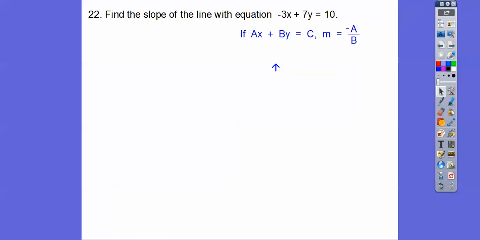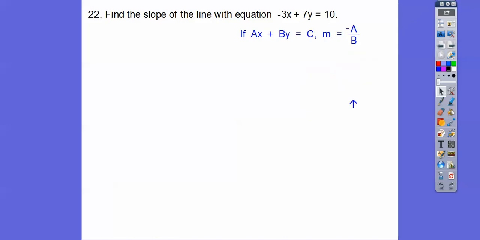So the slope is the opposite of this one over this one. So our slope is always the opposite of the number in front of x. So the number in front of x is -3. So the opposite of that is +3 over 7. So we don't have to worry about the 10. The slope is going to be 3/7 right there.